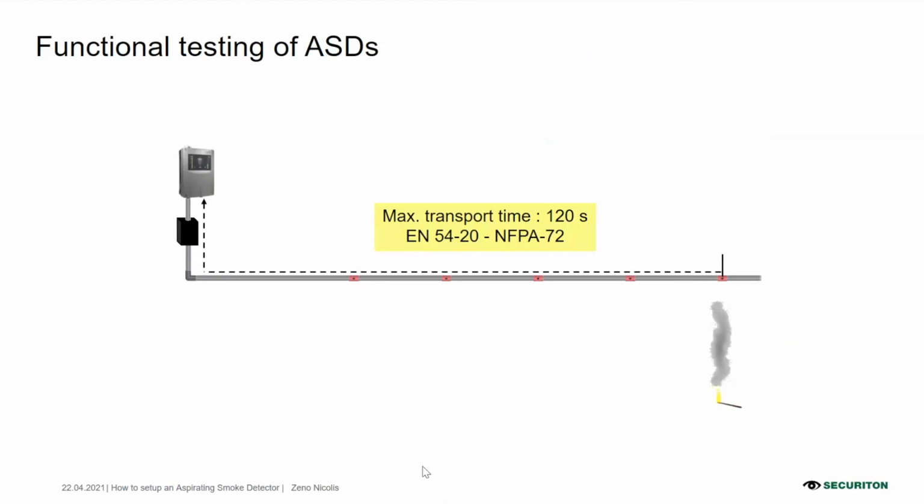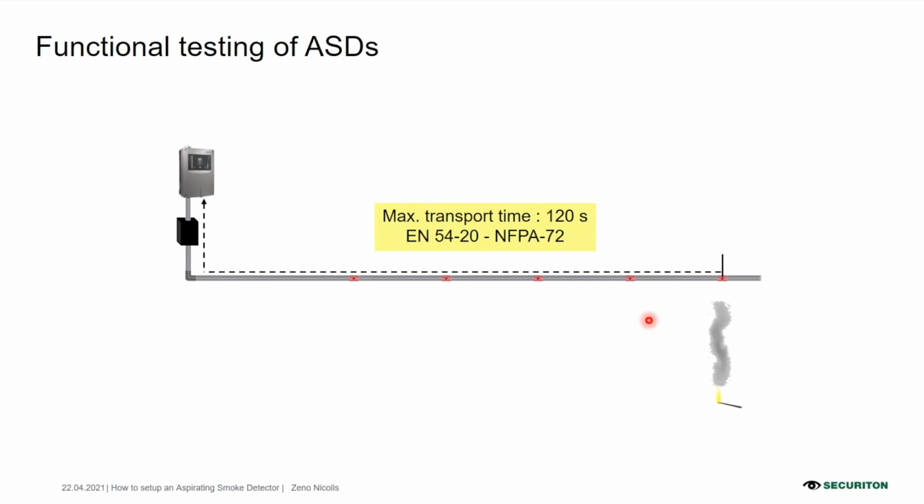So last but not least, we have to carry out a functional test at the end of the configuration to check that everything is working properly according to the design parameters. To do this, we need to carry out a smoke test, so real smoke, using smoke pens or smoke tablets. We don't use the spray because spray is not the right method for the ASD system.